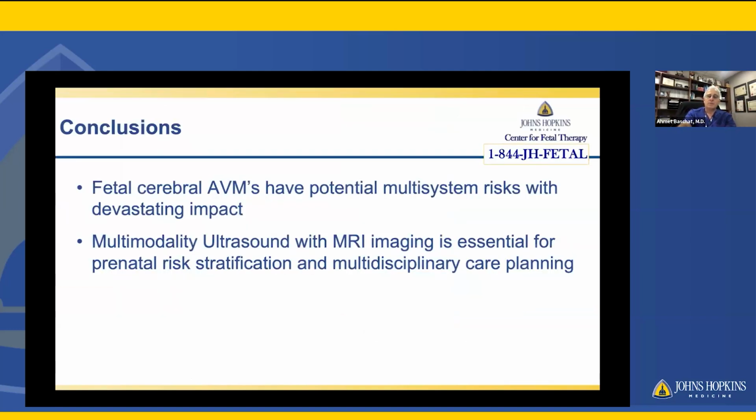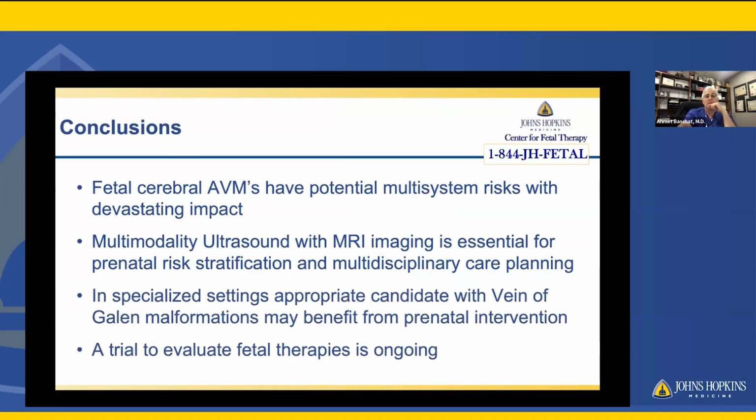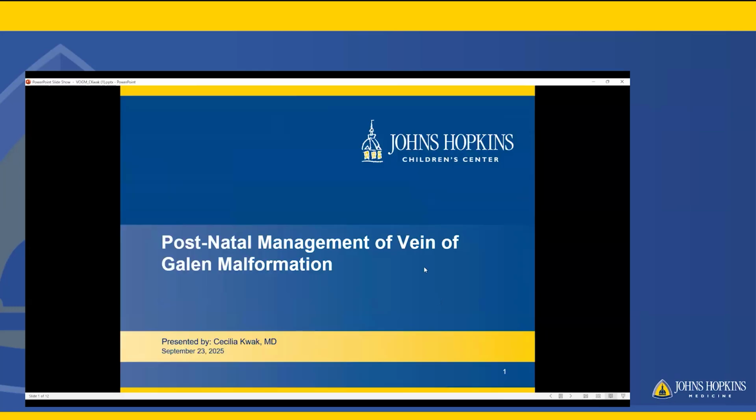So in conclusion, fetal cerebral AVMs have potential multi-system risks with devastating impact. The really multi-modality and detailed prenatal assessment is important. And in specialized settings, prenatal embolization in vein of Galen malformations may benefit some interventions, and a trial for evaluation of fetal therapies is ongoing. Thank you very much. And are you able to see my slides? Yes.